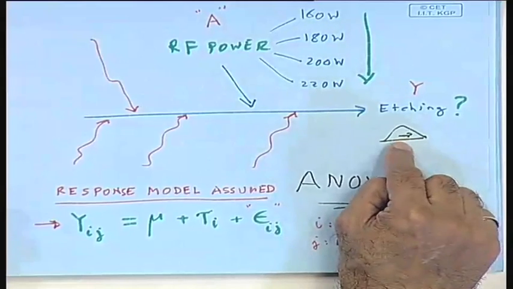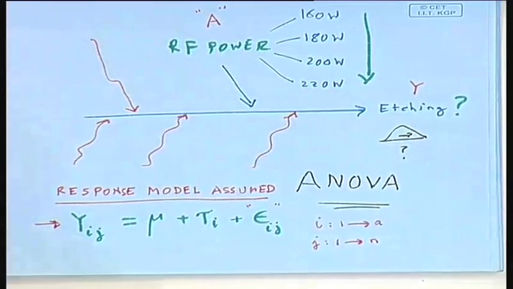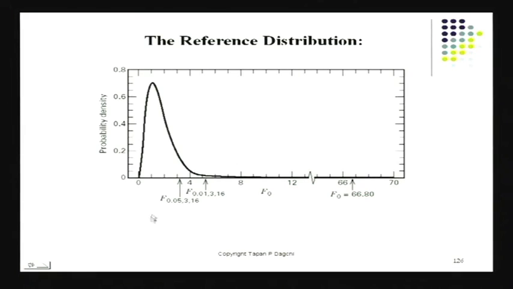I compare the F test statistic on this diagram. On this diagram, I compare the calculated value to the critical theoretical values of my F. This is way to the right hand side, which is really in the rejection region. And therefore, I would say that RF power indeed has a significant effect on etching. That's one of the things I wanted to establish empirically.